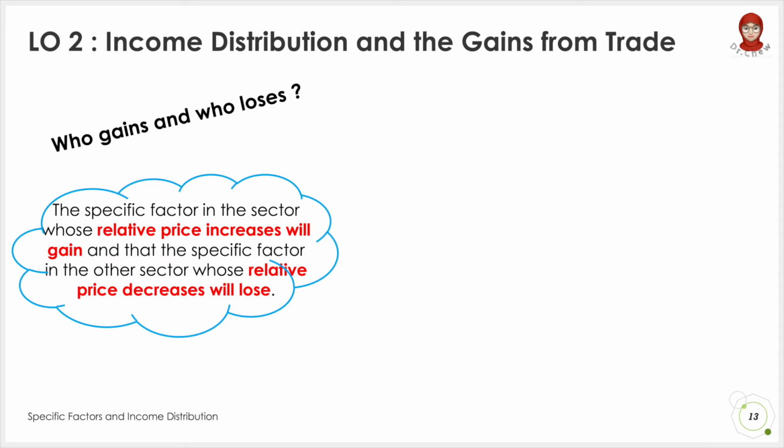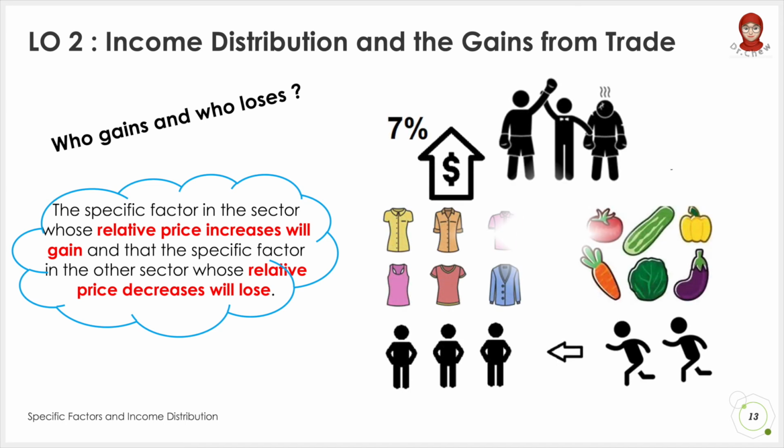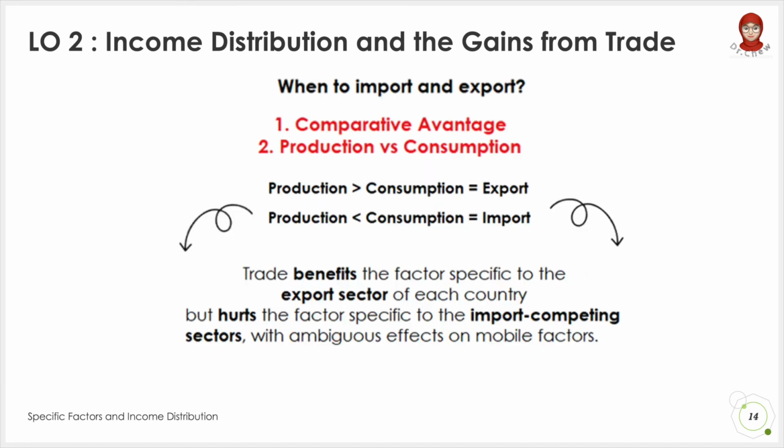Now, who gains and who loses? The specific factors in the sector whose prices increase will gain, whereas those whose relative prices decrease will lose. Using the previous example where the price of clothes increased 7%, the clothes sector gains whereas the food sector loses. Now we apply the discussion to the international trade context, when to import and export.